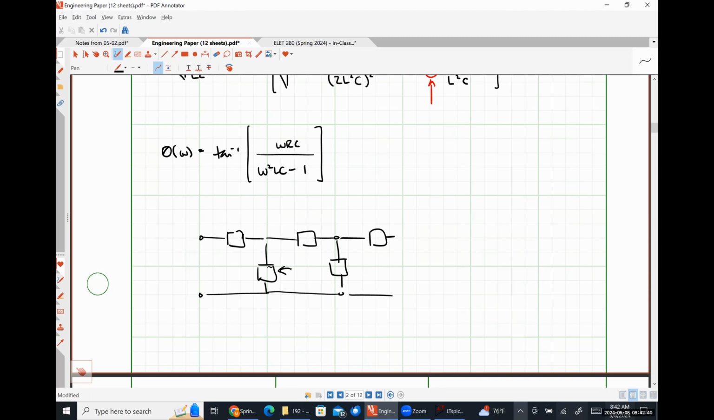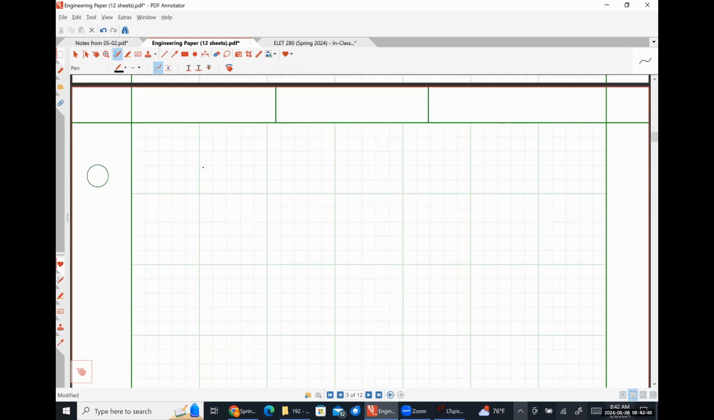Realistically, for the in-class portion of this test, if you have S is equal to VI conjugate is equal to P plus jQ, or S angle theta S, and then you have power factor is equal to P over magnitude of S is equal to cosine of theta S. That, you literally need nothing more than that, in my opinion. Everything else can be derived from that in 1 to 2 steps.